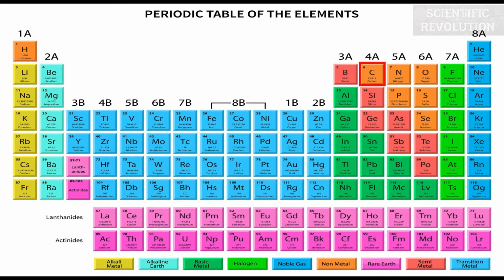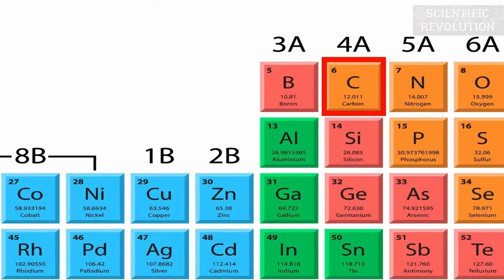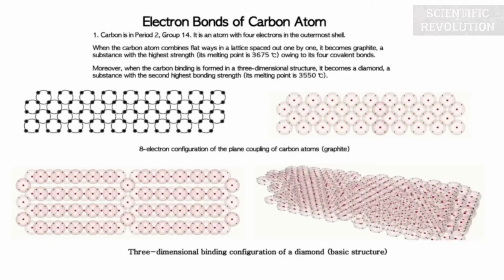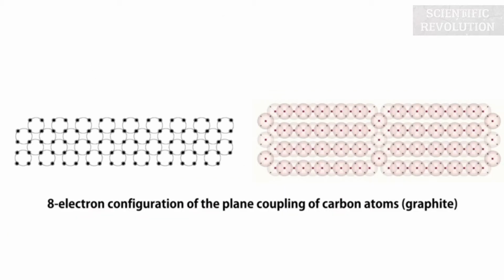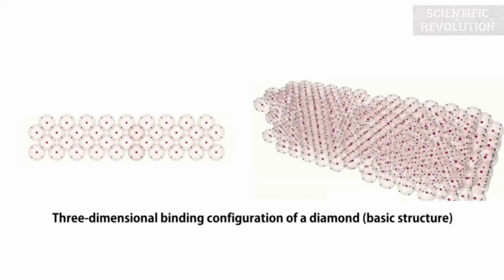Electron bonds of carbon atoms. Carbon is in period 2, group 14. It is an atom with 4 electrons in the outermost shell. When the carbon atom combines flatways in a lattice spaced out 1 by 1, it becomes graphite substance with the highest strength owing to its 4 covalent bonds. Moreover, when the carbon binding is formed in a 3-dimensional structure, it becomes a diamond, a substance with the second highest bonding strength.